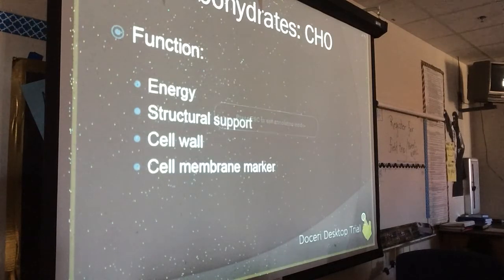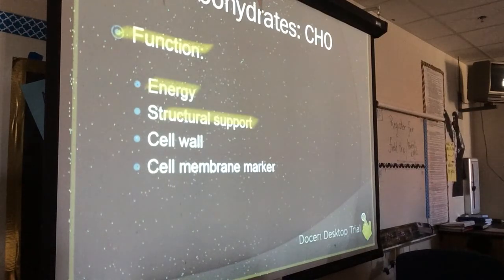Carbohydrates. In your notes, you need to write function. Carbohydrates give you energy. They provide structural support. They help make the cell wall. And they mark the cell membrane.